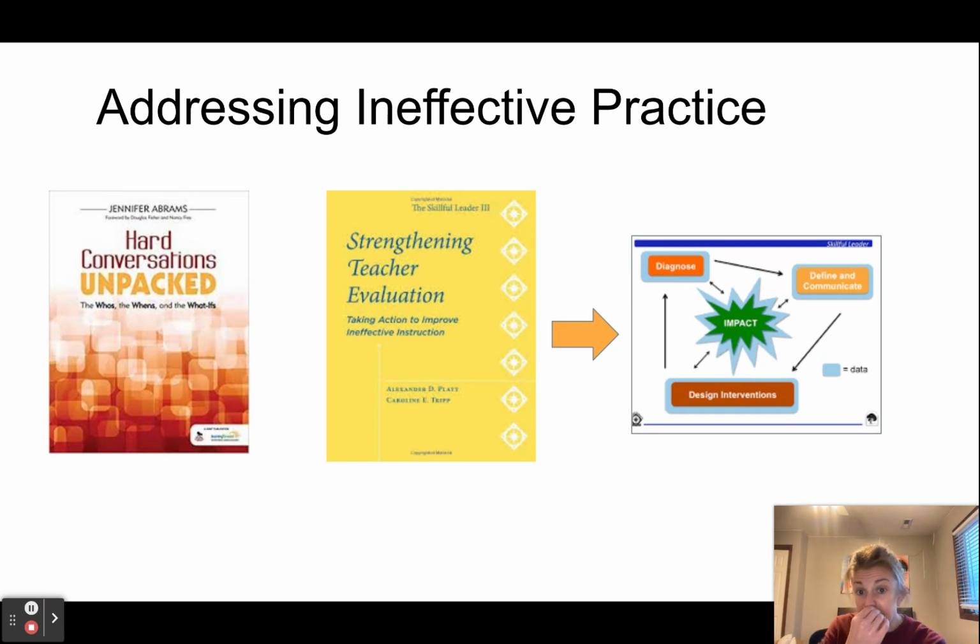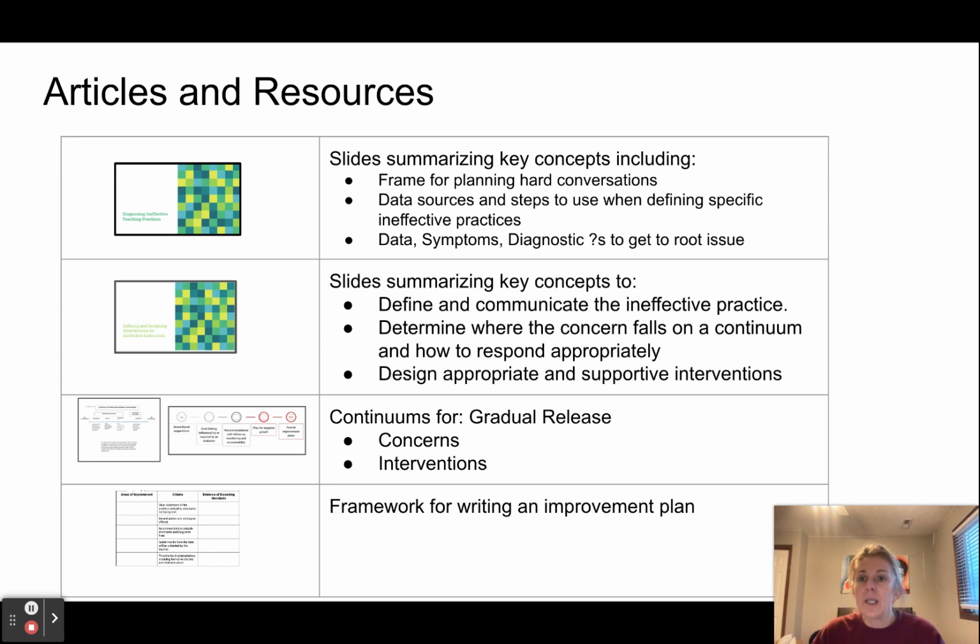The second book is Strengthening Teacher Evaluations, which is the Skillful Leader 3. And it specifically focuses on taking action to improve ineffective instruction. And this is where this cycle comes from that we will be using once you've determined that indeed this isn't a school-wide issue. This is an individual classroom issue that needs to be addressed, and it is using the diagnose, define and communicate, and then design the intervention model. So those are the foundational texts that are informing this week's module.